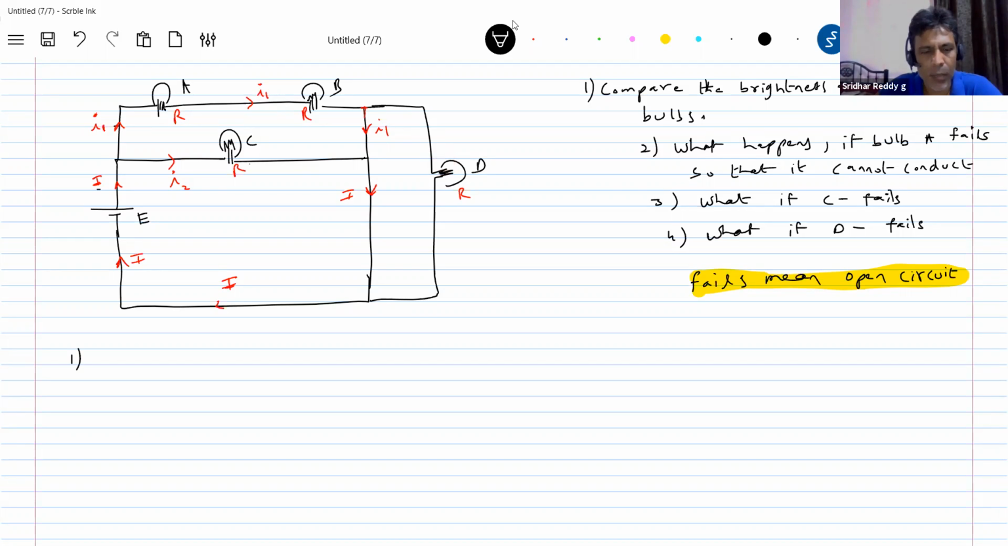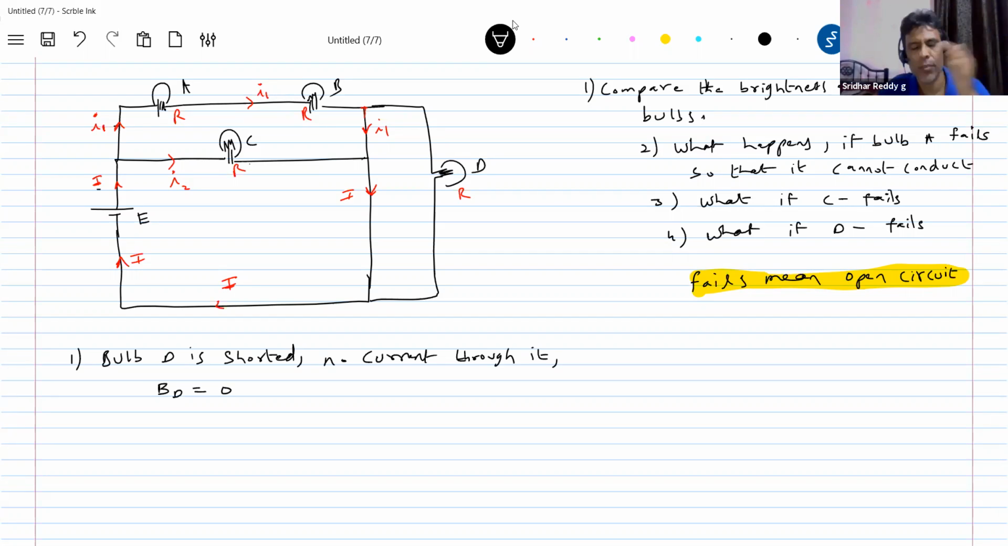So first thing I'll put like this. Bulb D is shorted. No current through it. So brightness of bulb D is 0. It will not glow. Bulb D. B means brightness, I'm taking.